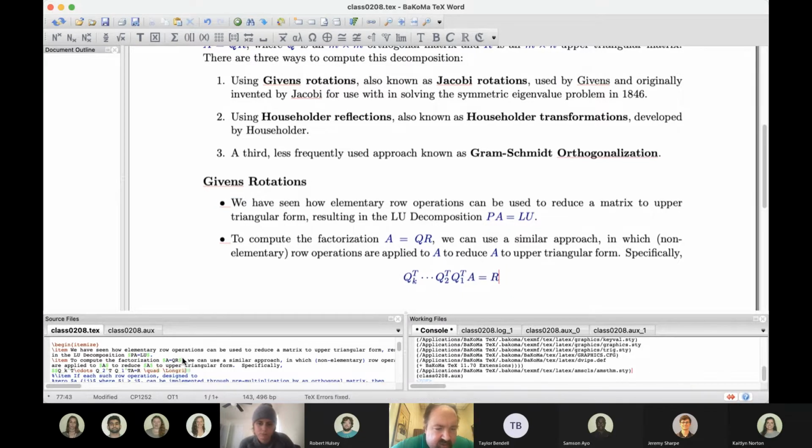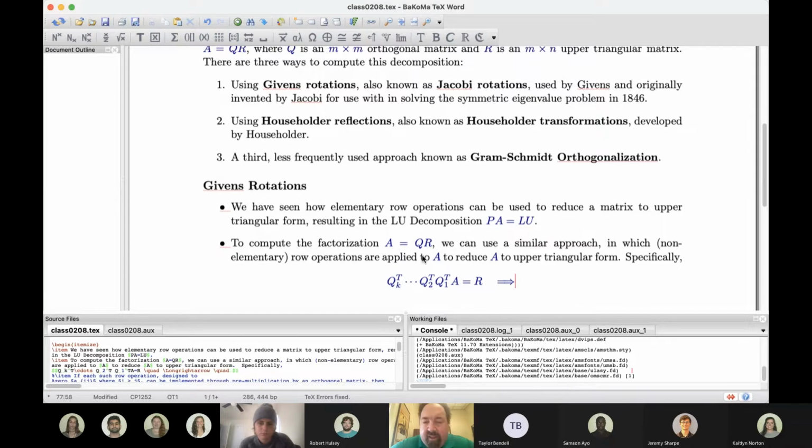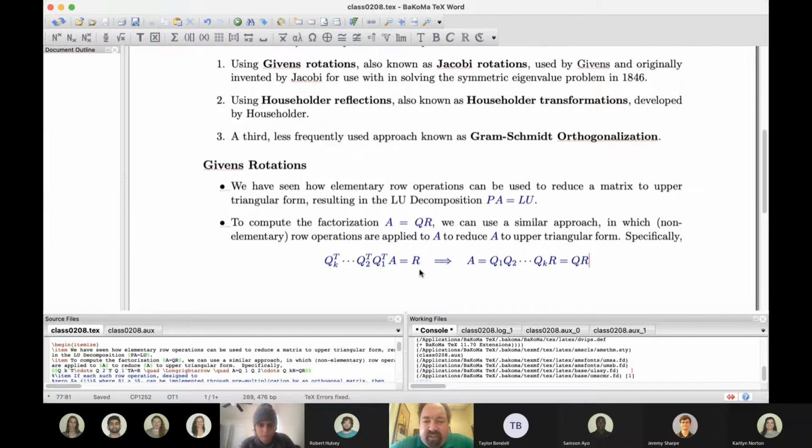So then that would mean that A would be equal to, if I were to multiply both sides of this equation on the left by first QK, then QK minus 1, and so forth, all the way down to Q1 and Q2, I'd have Q1, Q2, up to QK, R. And the product of all of these orthogonal matrices, Q1 up to QK, that is what we call Q. So it's similar to Gaussian elimination in that there we had A, and we multiplied on the left by a bunch of elementary row matrices that were unit lower triangular.